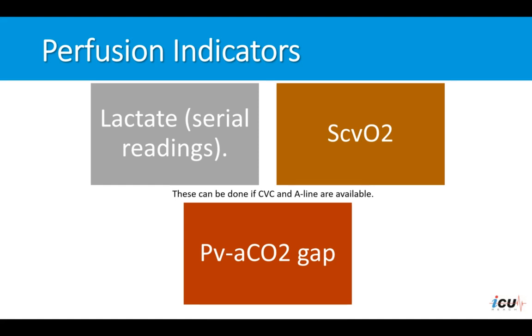So the three main indicators are: number one, lactic acid, especially with serial readings, as an indicator of the anaerobic metabolism at the tissue level. Number two, the central venous saturation as an indicator of the oxygen consumption at the tissue level. And number three, the difference between the venous and arterial CO2 pressure, which is the gap, as an indicator of tissue perfusion and cardiac output state.